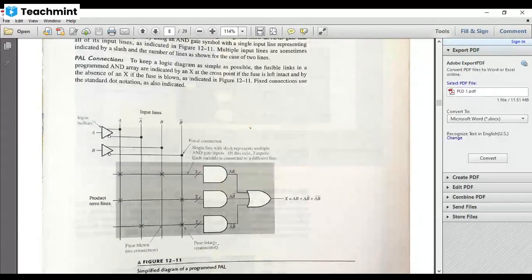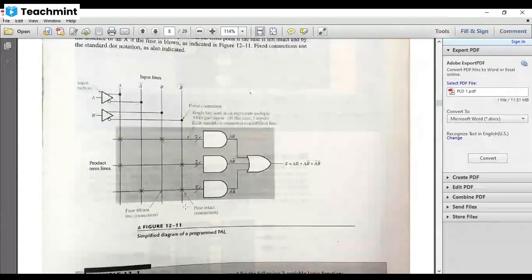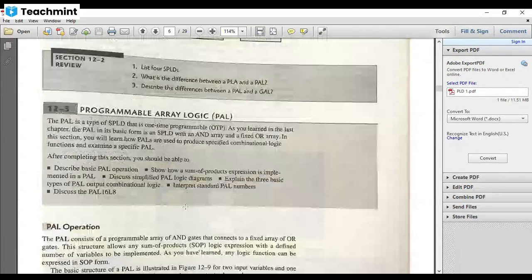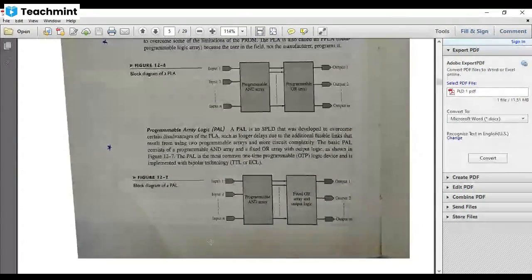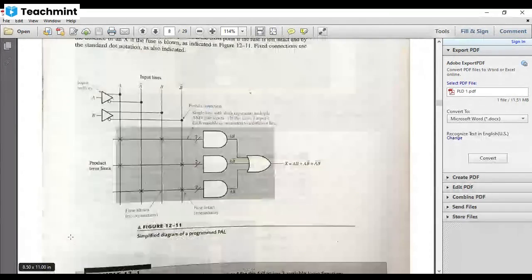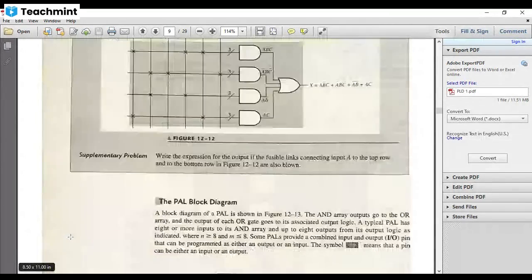Now after that simplified diagram, what is actually the block diagram of this PAL? We have to see a rough, general block diagram here. Particularly, there are various manufacturers who give their own block diagram. So what is the block diagram?